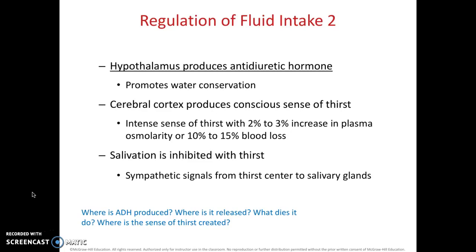The cerebral cortex itself produces the conscious sense of thirst. So that's not just like the primal drive from the hypothalamus. And salivation becomes inhibited with thirst so that your mouth gets dry when you're thirsty, and that makes you really want to drink. And this is because of sympathetic signals from the thirst center to the salivary glands. And this sympathetic innervation is also why when you're nervous, your mouth becomes dry.